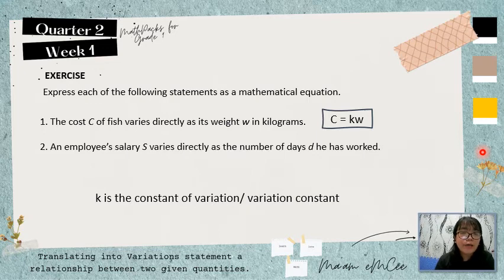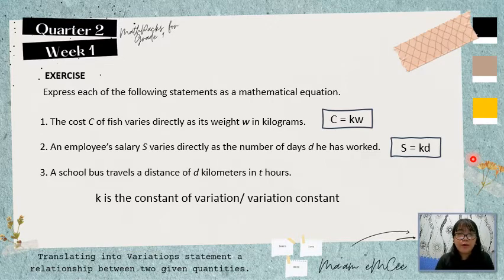Second, an employee's salary S varies directly as the number of days D he has to work. So again, this S, which is the first variable, will be placed on the left side of our equation. Then on the right side of our equation will be our constant of variation, which is K, and our number of days, which is represented by letter D. So our equation will be S is equal to KD.